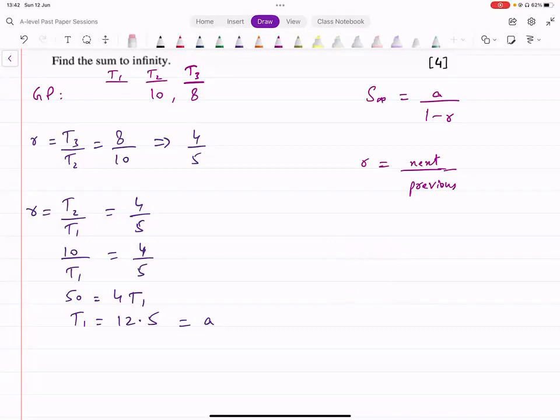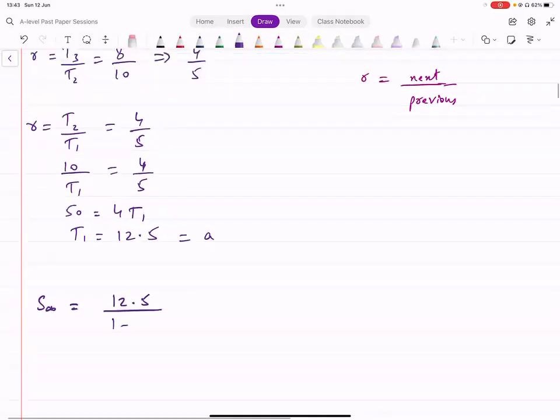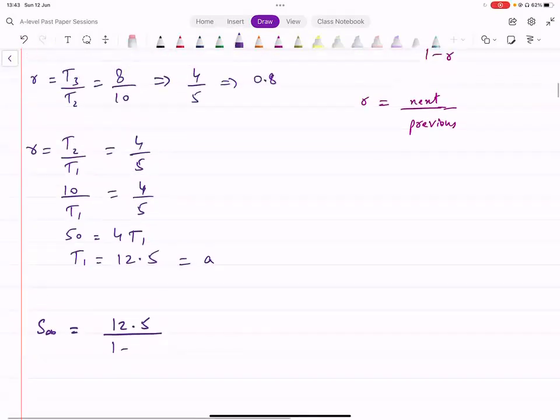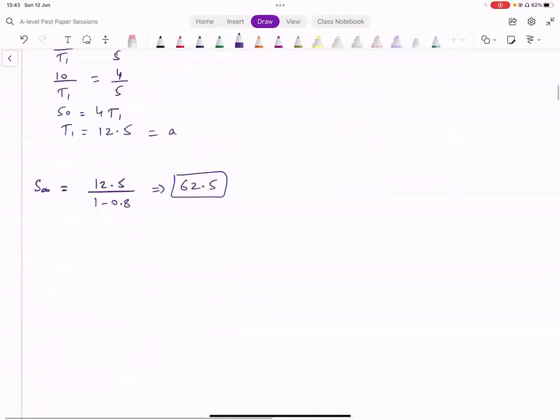You've got the value of R. Sum to infinity formula is also there. Sum to infinity is equal to A, which is 12.5, divided by 1 minus R. 4 over 5 is essentially 0.8. You can also write it in decimals there. So that's 1 minus 0.8. Let's evaluate this and see what this turns out to be. It's 12.5 divided by 0.2, and that is 62.5. That's the sum to infinity that you've got. Okay, so that's the second question. Let's move on to the next one.